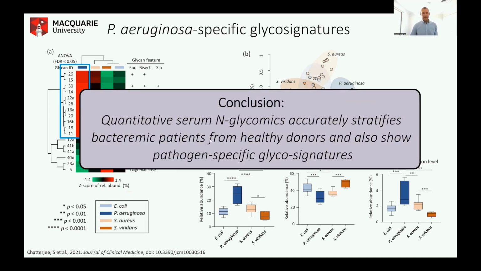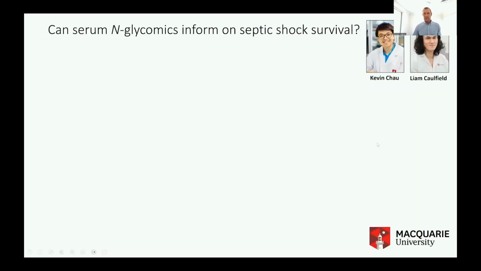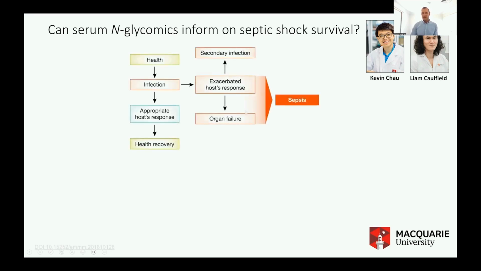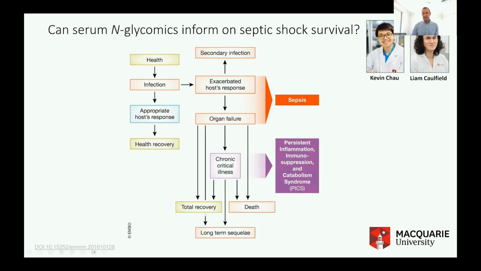And in conclusion, we can see that quantitative serum glycomics accurately stratifies the bacterial patients according to their pathogen-specific features. So a question that Kevin and Liam have been taking on since is whether serum glycomics can inform on septic shock survival. As I mentioned, septic shock follows an exacerbated host response, organ failure that can lead either to death or to recovery, and trying to make use of the glycomics to see if we can inform on the outcome here would be an interesting thing to do.